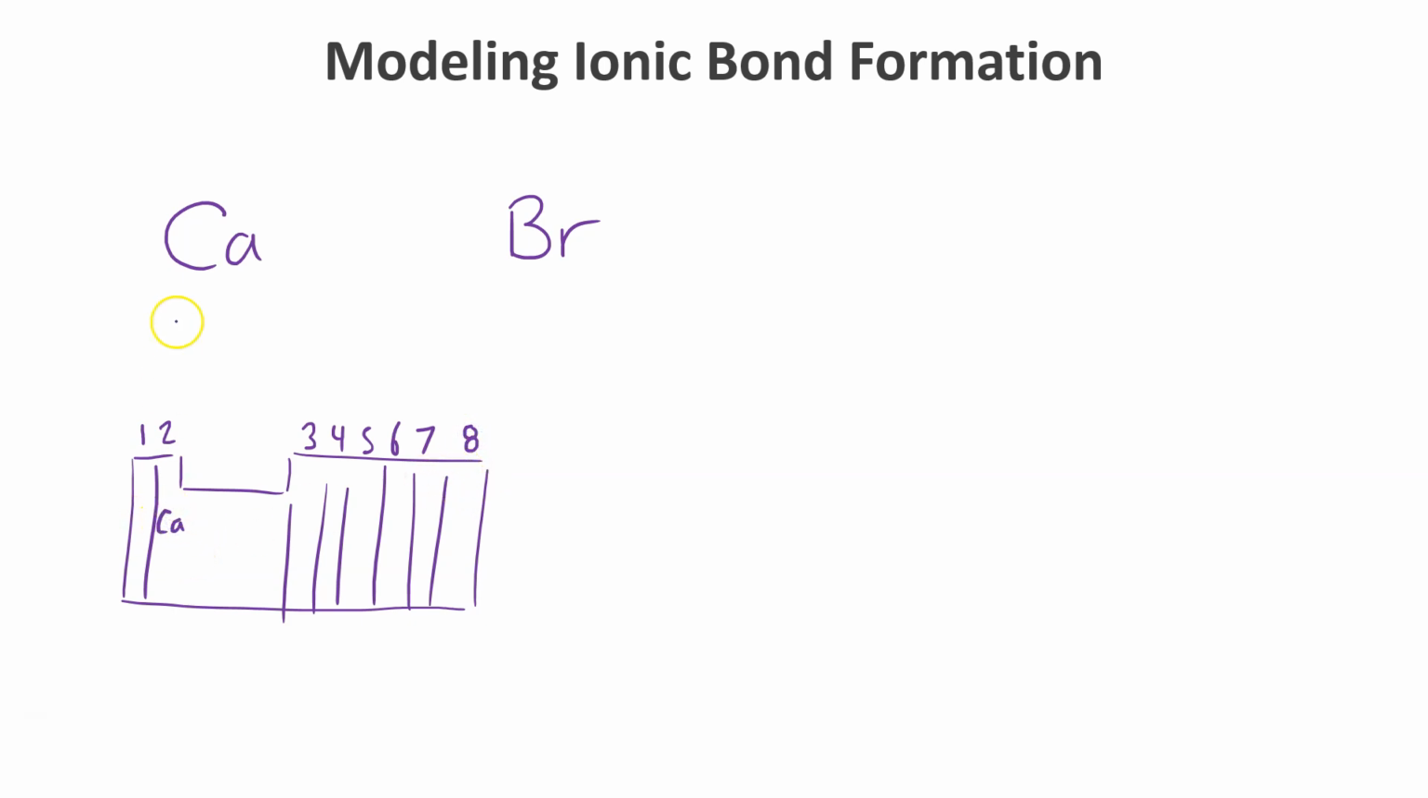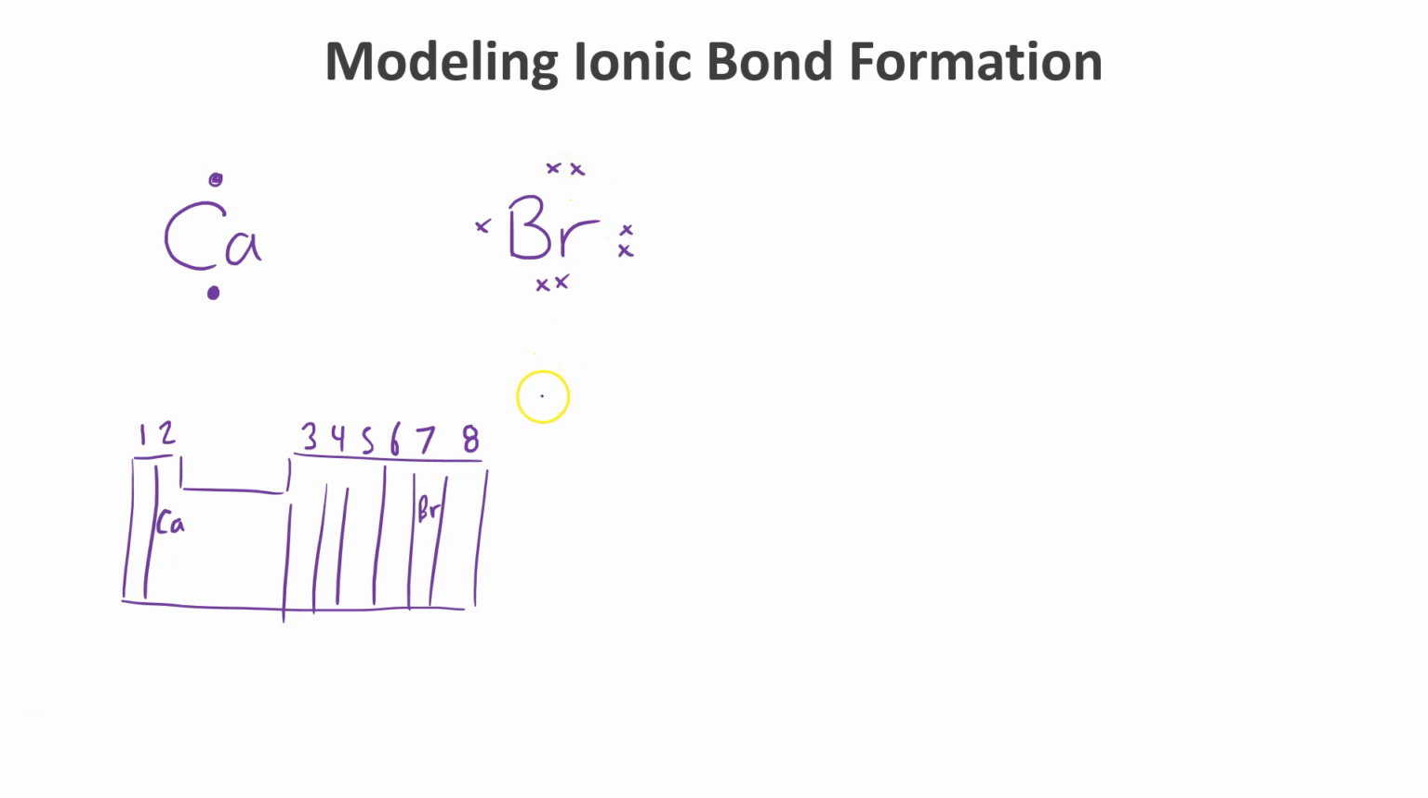Calcium is right here, so it's got 2 valence electrons, and I'm going to do a dot structure to show those 2 valence electrons with just 2 dots. Bromine is in this column, the halogens. That means it's got 7, so I'm going to go 1 valence electron on each side first, and then we'll double up for the 5th, 6th, and 7th valence electron.